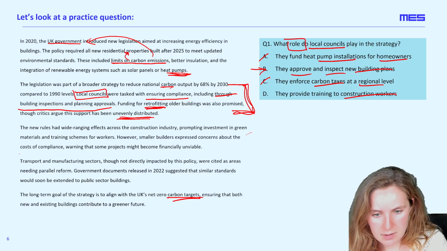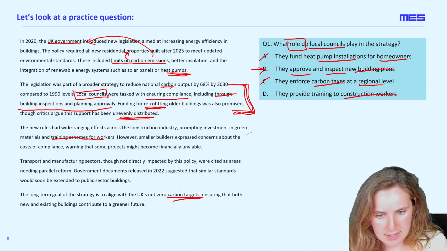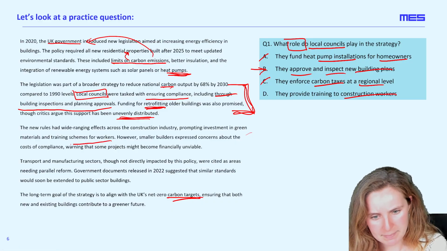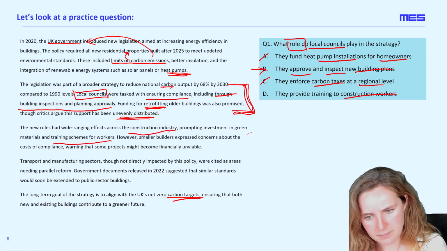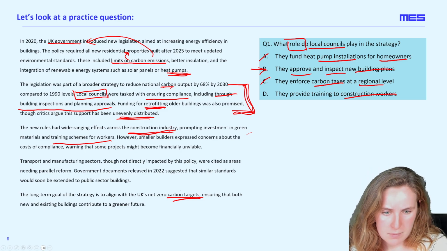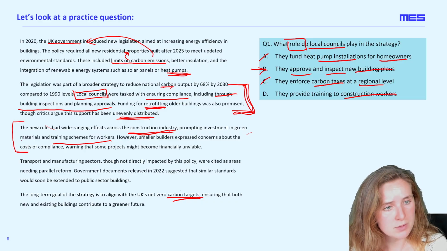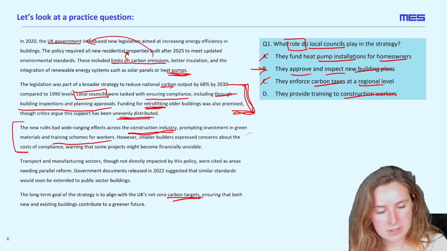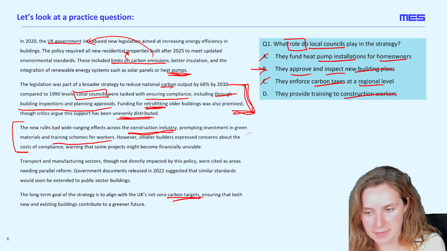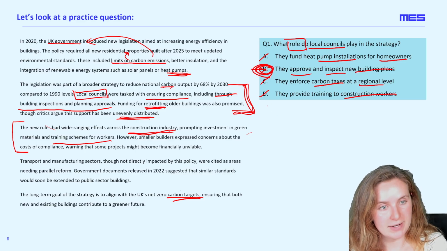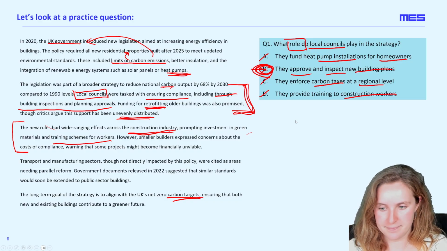Let's double check again. We've got training here as a word that stands out, and construction again in the same paragraph here. But this doesn't have anything to do with the local council. So though it appears to be right that the policies provide training to construction workers, it's not true that the councils provide that training, which is why we need to be eagle-eyed in this answer. We're looking specifically for the local councils whose role is to approve and inspect new building plans. So B is our answer.